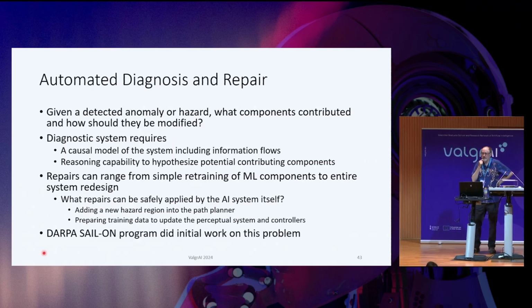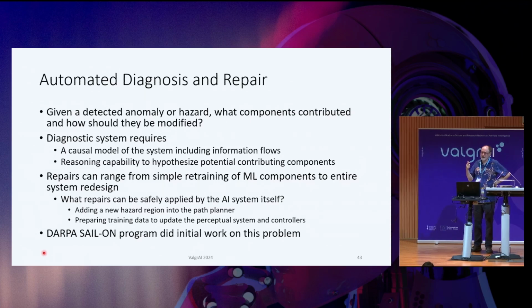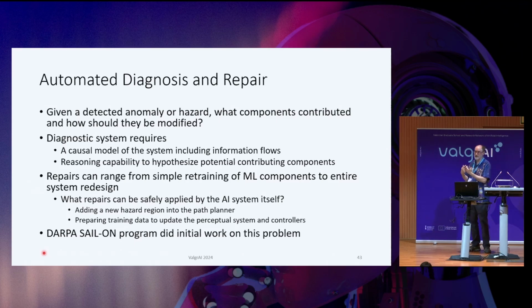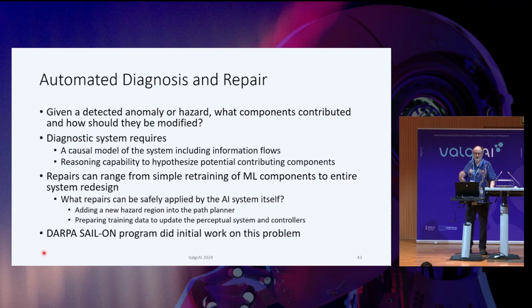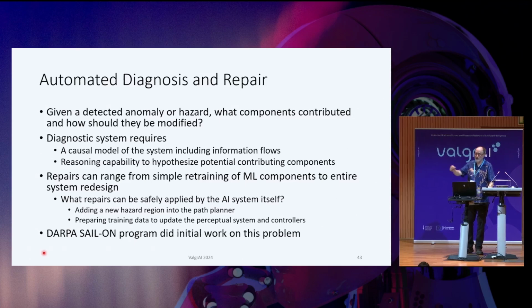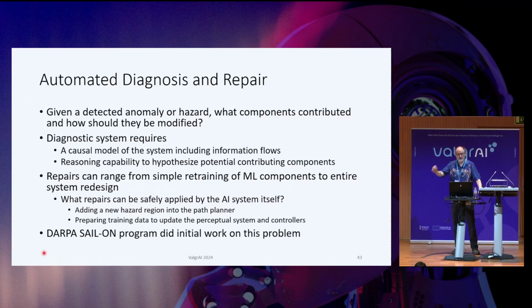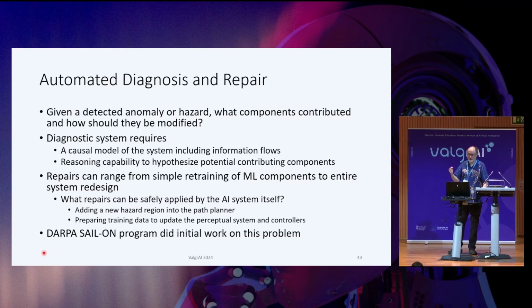Okay, so the next question is about automated diagnosis and repair. So far we detect anomalies and near misses, but now we want to somehow reason about what may have caused them. This is an area where artificial intelligence researchers have been studying diagnosis for 40 or 50 years, I don't know. Back in the 1970s, they built the first medical diagnosis expert systems. So I think we have a collection of tools that we could use there. We know that we need to have a causal model of the system, including the control and information flows, and we need this reasoning capability.